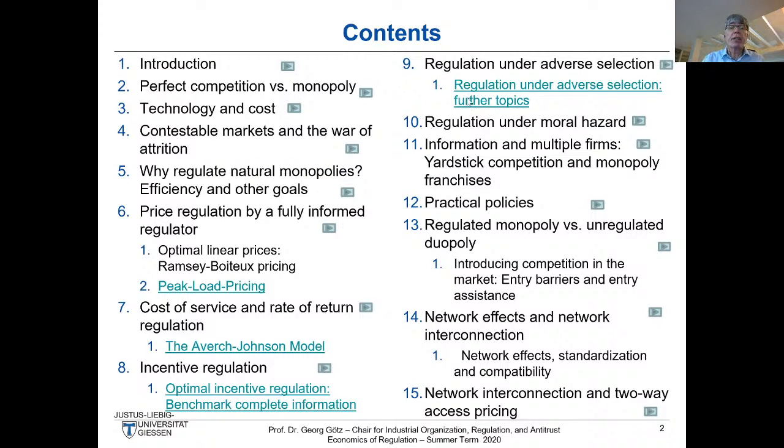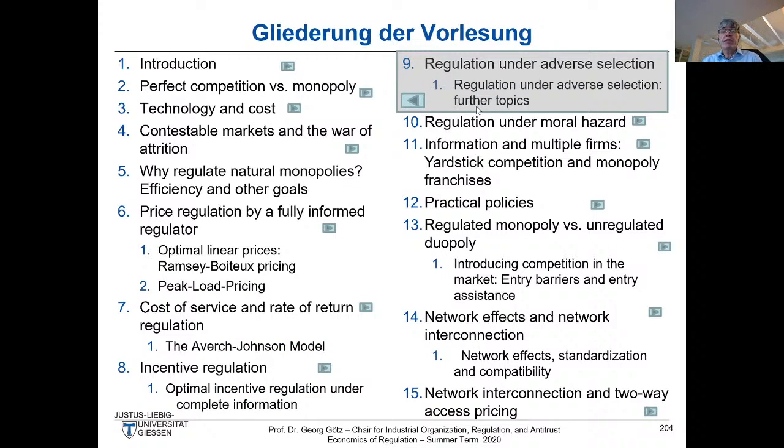Last week we finally started with our modern theory of incentive regulation. Our basic setup was that of a principal-agent model where the regulator is the principal, the regulated firm is the agent, and the regulator has to deal with the problem that the agent is better informed about some characteristics. This is our basic asymmetric information problem.